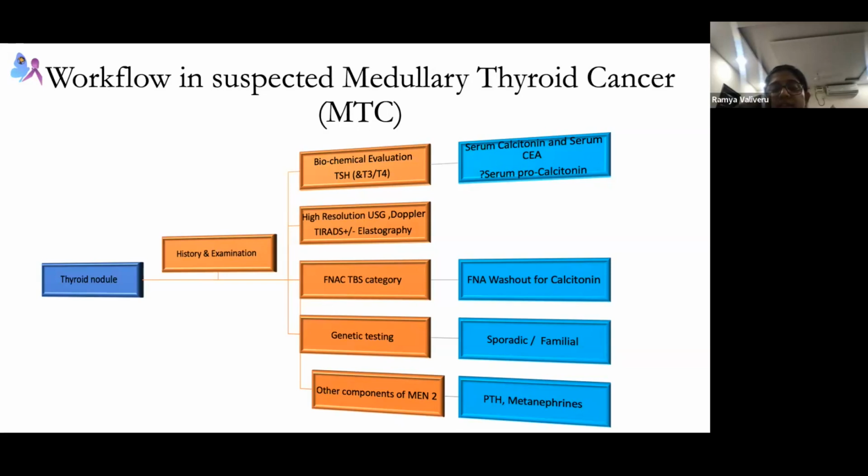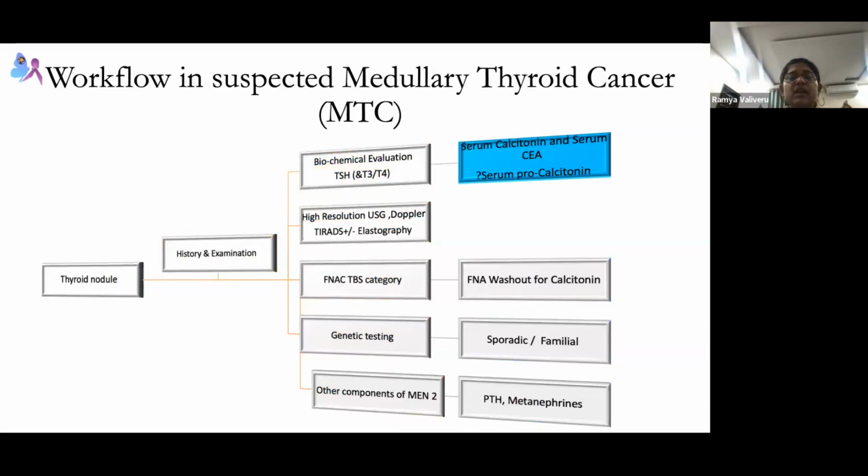In case of MTC, we have additional aspects in the workflow. In biochemical evaluation, as we were just discussing, serum calcitonin, serum CEA, and procalcitonin. In FNAC, we can also do a washout for calcitonin in case of suspicion. Genetic testing is done to differentiate whether it is sporadic or familial. We also have to look for other components of MEN2, such as parathyroid disease and adrenal pheochromocytomas.